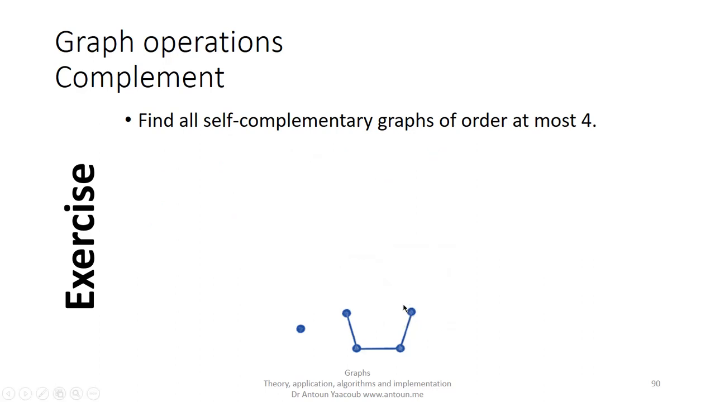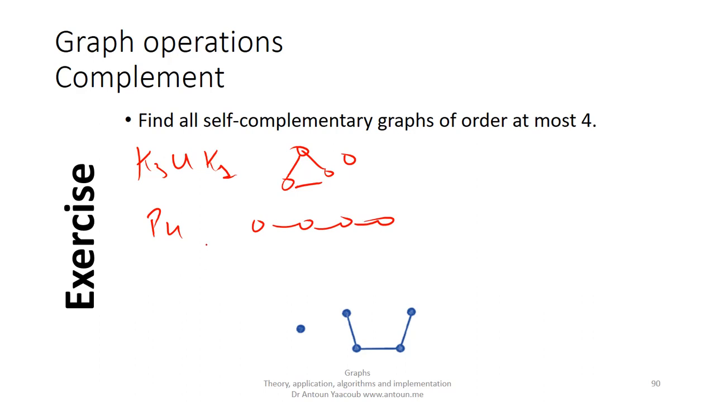So I have K3 union K1. This is the first one. I have P4, which is 4 vertices and 3 edges. And I have K1,3, also 4 vertices and 3 edges. So which one is self-complementary? I will try to draw them to see which one is self-complementary.